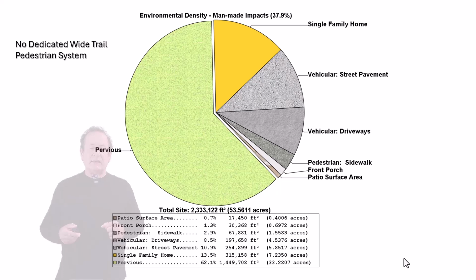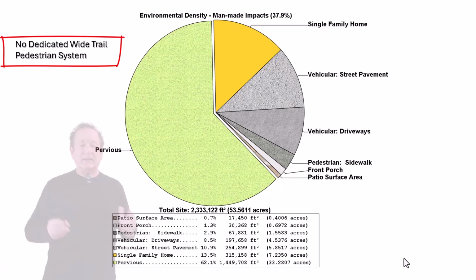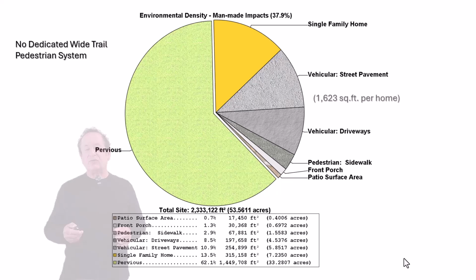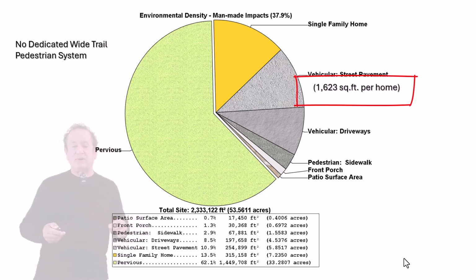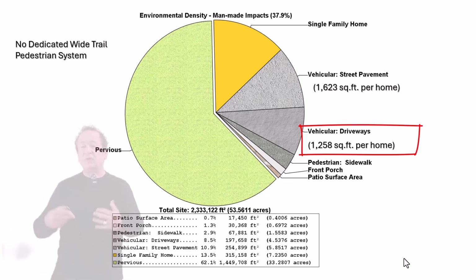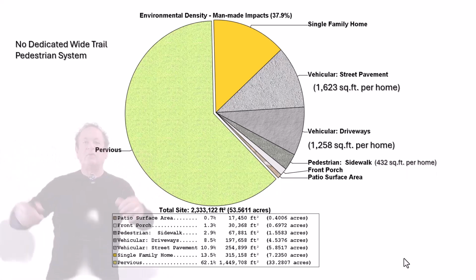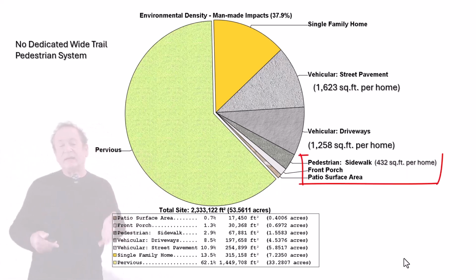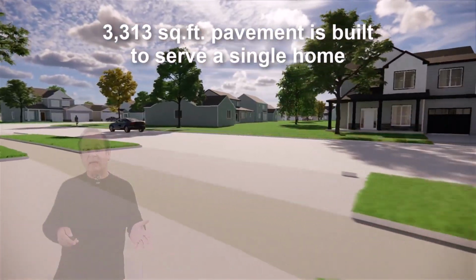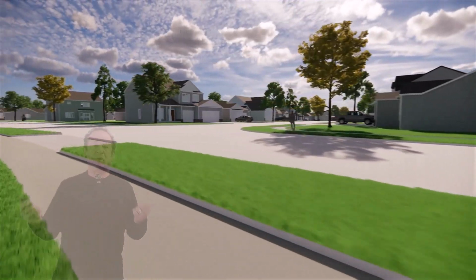So let's take a look at this environmental density. There is no dedicated wide pedestrian system. So when we look at the numbers, that's 1,623 square feet of street pavement per home. It's 1,258 square feet of driveways per home. These homes in Minnesota are going to have 3-car garages, and it's likely the driveway will be 30 feet wide all the way to the street. As far as the pedestrian system, you've got some square footage for each of the homes in the form of 5 foot wide public walks parallel to the curb, both sides of the street.